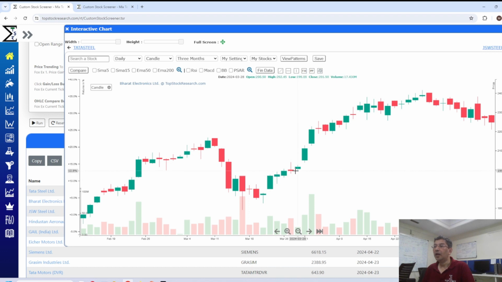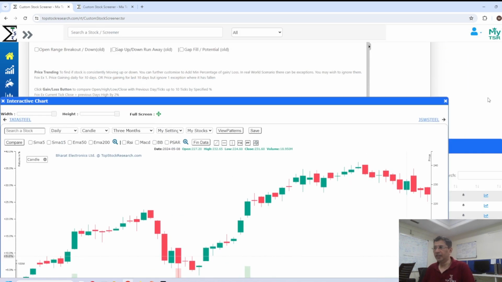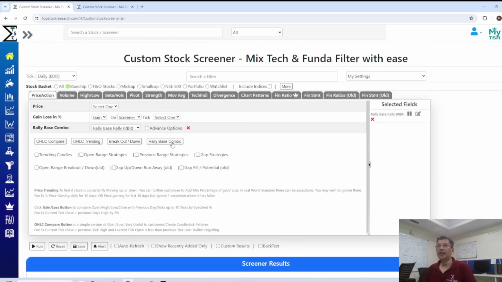So you had a rally, base, again a rally, right? And then this becomes your good demand zone. Okay, so very simple way. Also, we heard you guys wanted things to be simple. So what we kept is very simple demand and supply zone. Just click out here, look for the option that you're looking for.